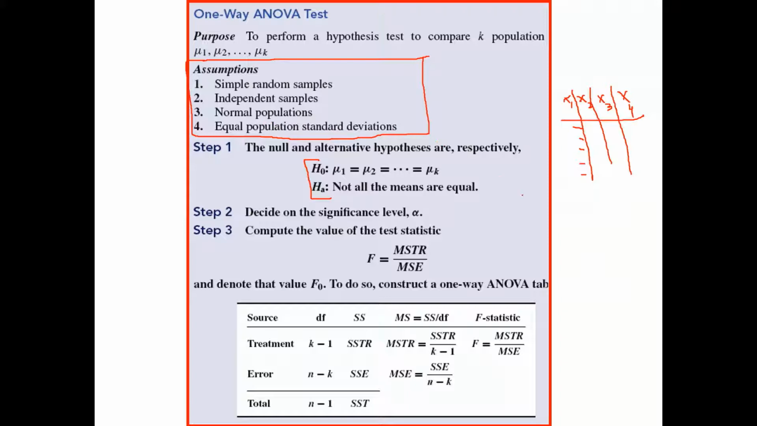Equal population standard deviation is another assumption, which is one of the very important assumptions. Your sigma 1 will be the same as sigma 2, the same as sigma 3 and sigma 4. All these standard deviations must be the same. If these standard deviations are not the same, we cannot directly implement the ANOVA.